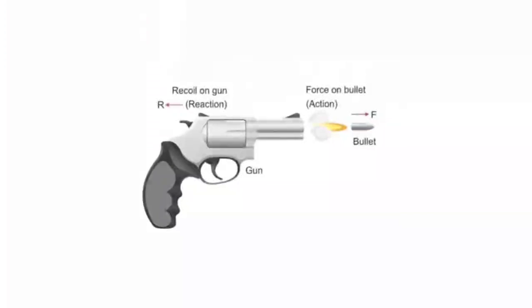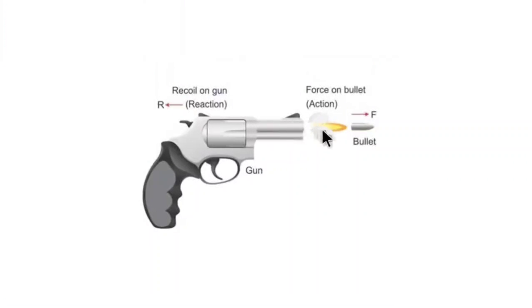When the gun is fired, when the bullet is fired from the gun, the bullet moves in the forward direction with some acceleration, with some velocity, and that bullet will produce the reaction force, and thus the gun will be recoiled in the backward direction. That is the reaction force.